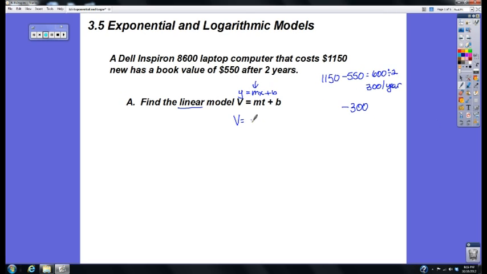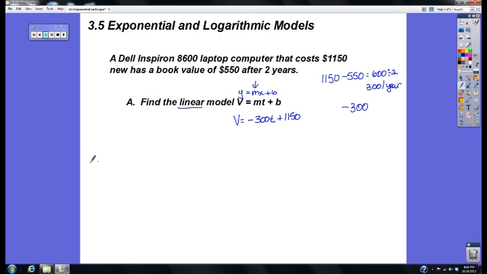negative $300 times t, which would be the number of years, which is where your x normally is, plus b, which is your y-intercept, which would be your starting value, $1,150. Write the linear model. That should have been a piece of cake for everybody. So you would start at 1150 on the graph, go down 300 over 1 when it comes time to graph it. So there's a linear model.